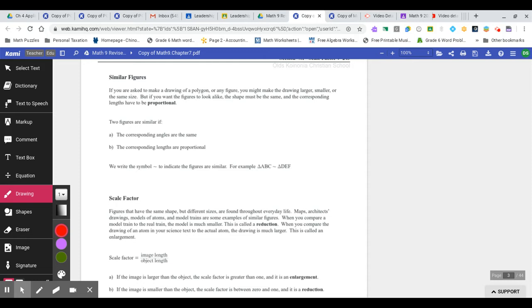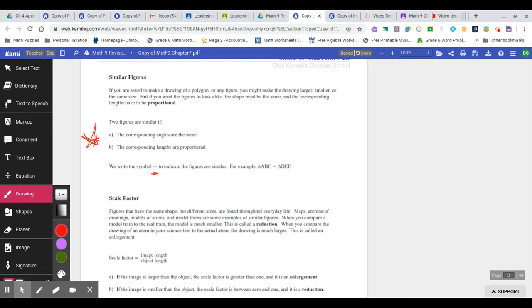Anyway, two figures are similar if there are two things. Take note right here. Big deal. Corresponding angles have to be the same, and the lengths have to be proportional for them to actually be similar. And we use this little symbol, kind of just a little squiggle, to show similar figures. We can talk about that in a minute when we do our homework, but just keep note of the two things that make them similar.